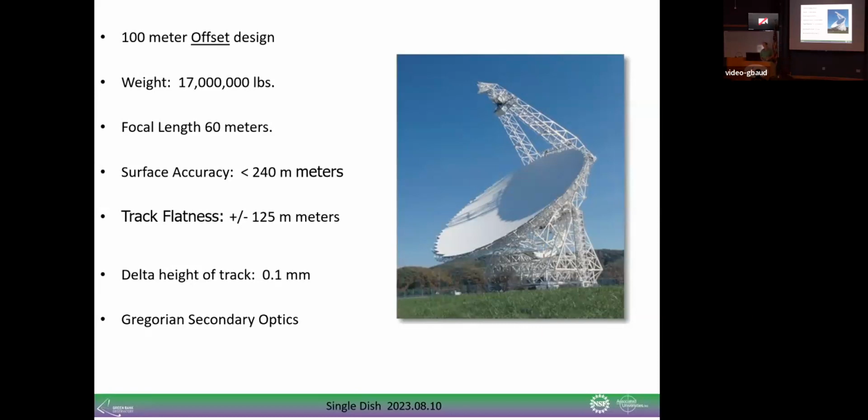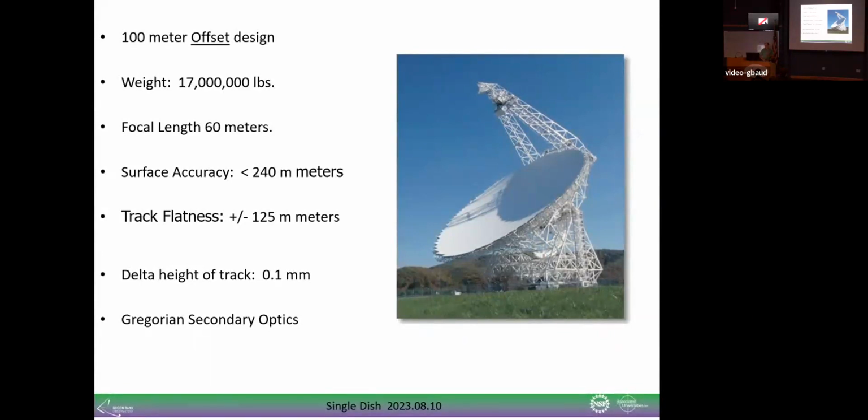Surface accuracy, we use holography to measure that. It should have been micrometers. The micro got left off. The track flatness, we measure that. It's there again, plus or minus 125 micrometers. Delta height of the track is 0.1 millimeters.